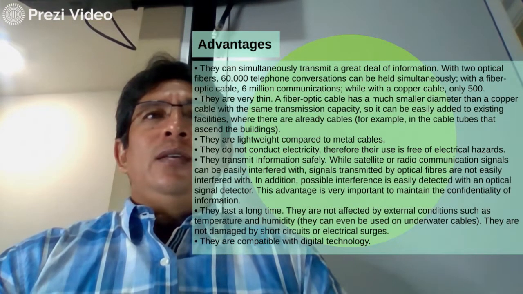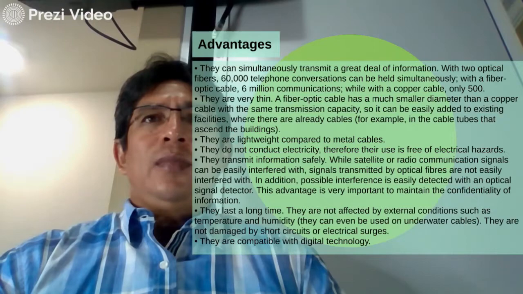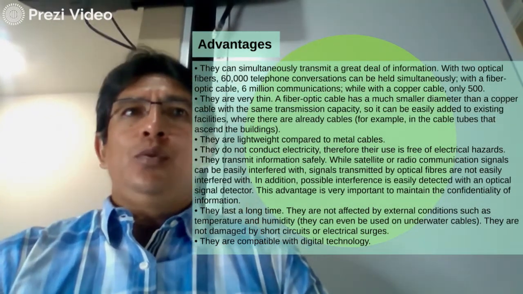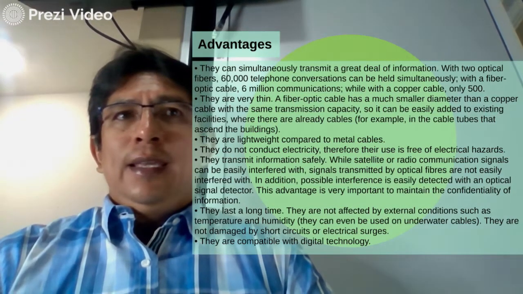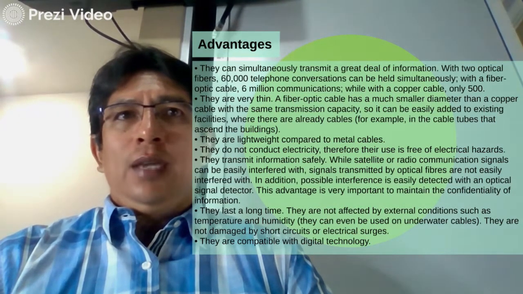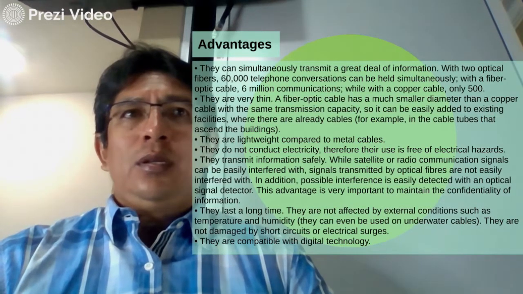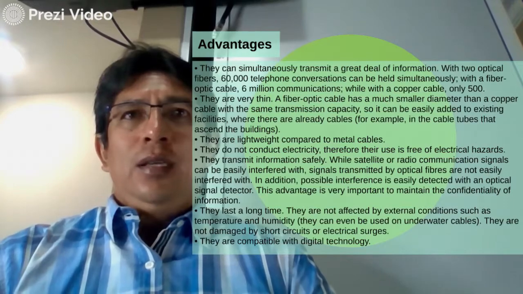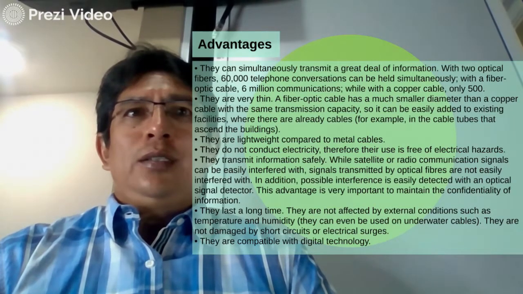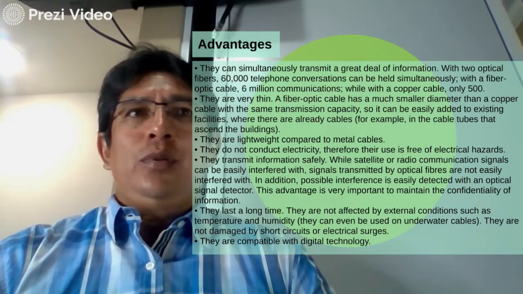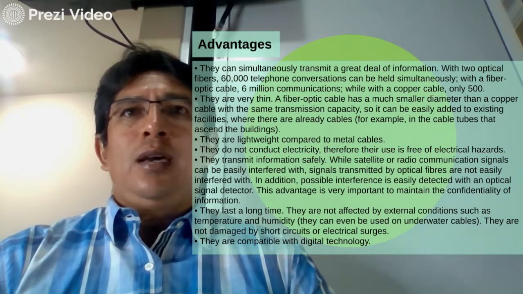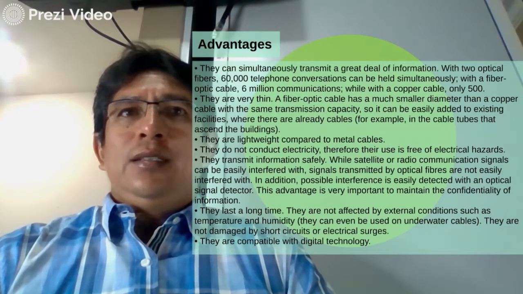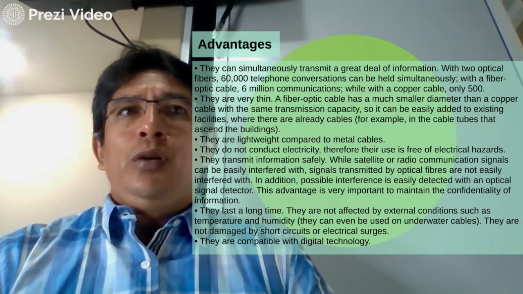They are built as a fiber optic cable with a much smaller diameter than a copper cable with the same transmission capacity, so it can easily be added to existing facilities where there are already cables. For example, in the cables ascending buildings, they are lighter compared to metal cable.